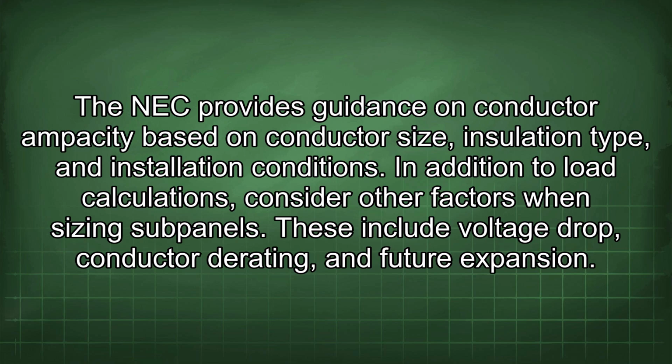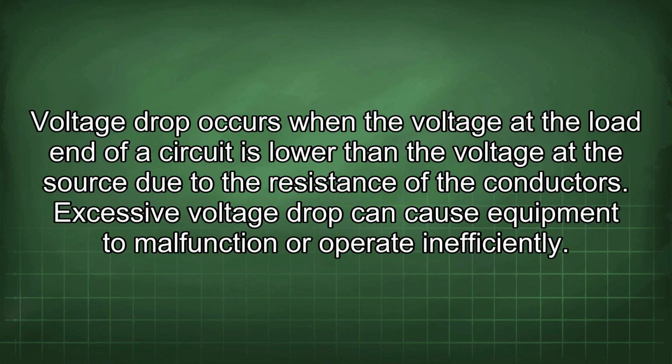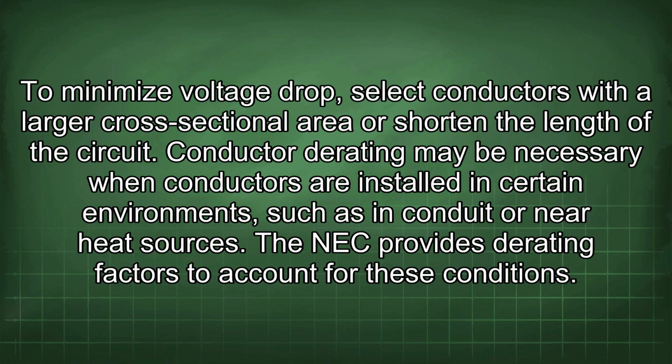In addition to load calculations, consider other factors when sizing subpanels. These include voltage drop, conductor derating, and future expansion. Voltage drop occurs when the voltage at the load end of a circuit is lower than the voltage at the source due to the resistance of the conductors. Excessive voltage drop can cause equipment to malfunction or operate inefficiently. To minimize voltage drop, select conductors with a larger cross-sectional area or shorten the length of the circuit.